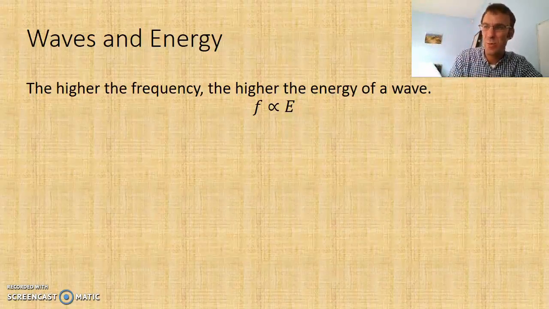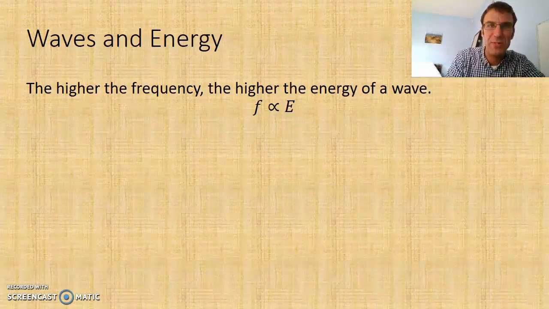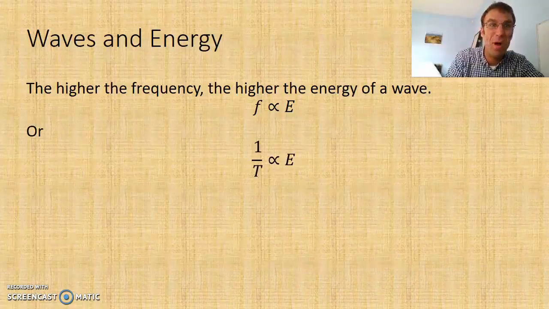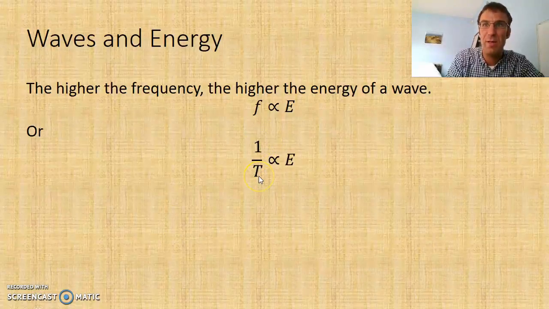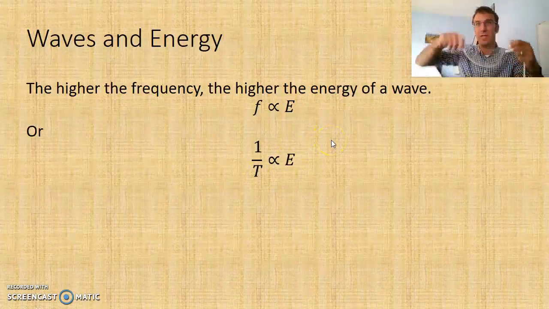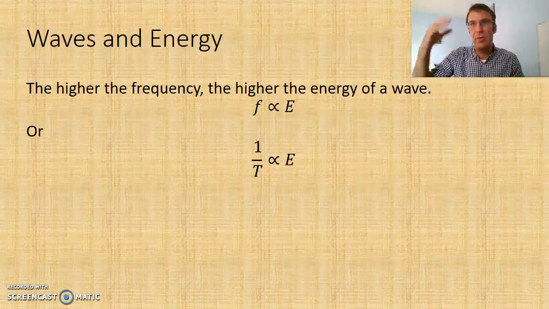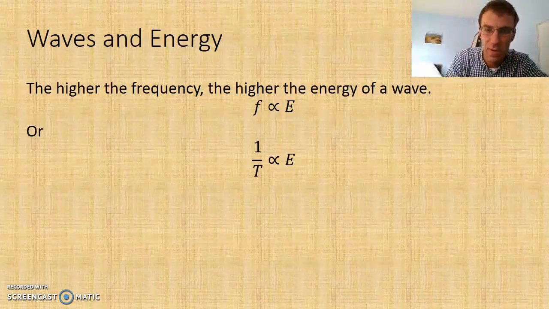There's no real equation we're going to need to know. We just need to know the relationship. So frequency is proportional to energy. And bearing in mind that the frequency equals 1 over the period, that also means that the smaller the period, the greater the energy. That makes sense. The shorter the time between oscillations here, the greater the energy in this wave.